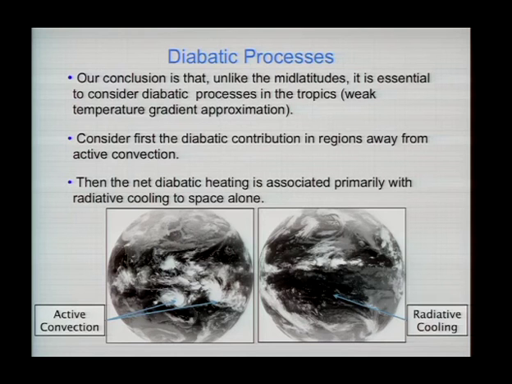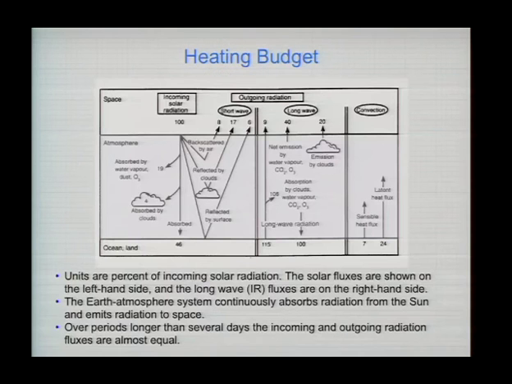Now, what we're going to do is look at radiative cooling first of all, and then active convection. So we're going to ask the question, how big would the vertical motion be in this region here? Work it out. And then how big would the vertical motion be over here? Work it out. Radiative cooling, let's look at that to begin with.